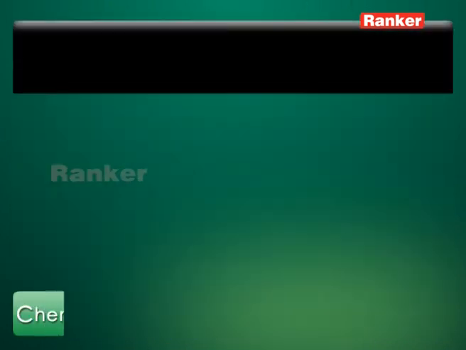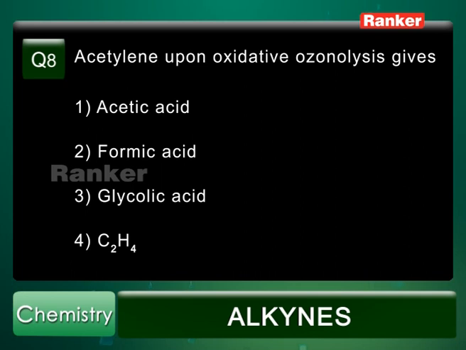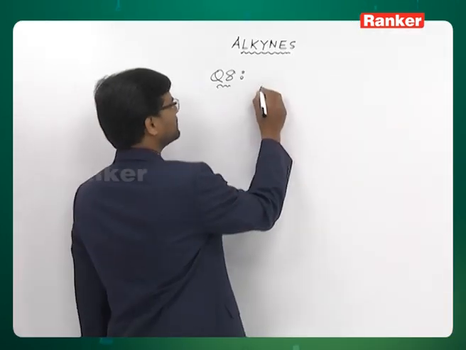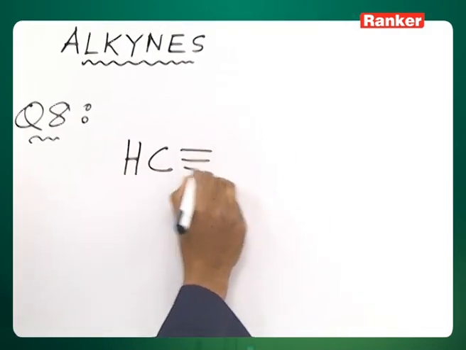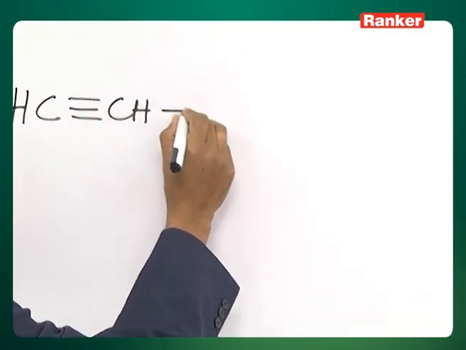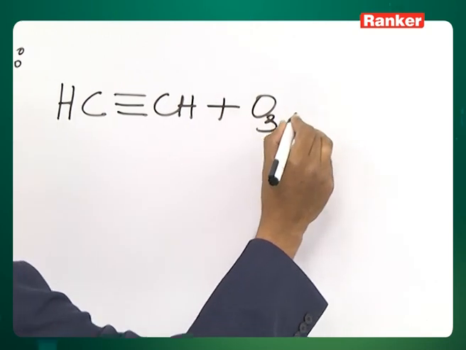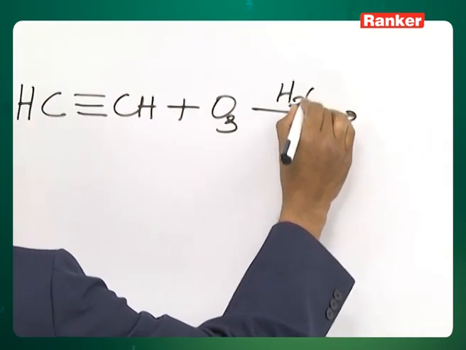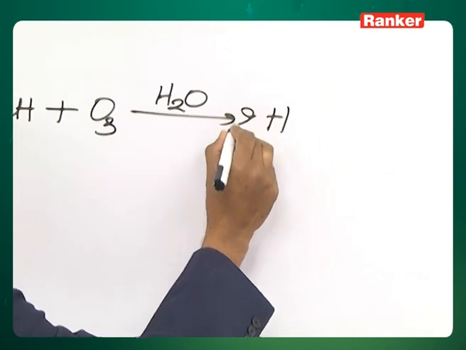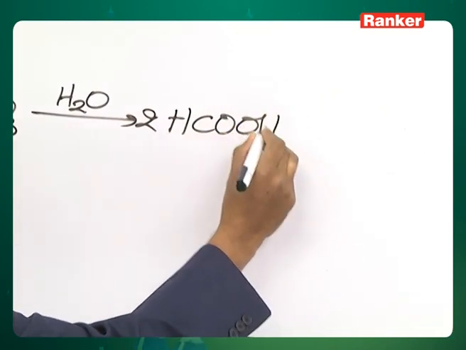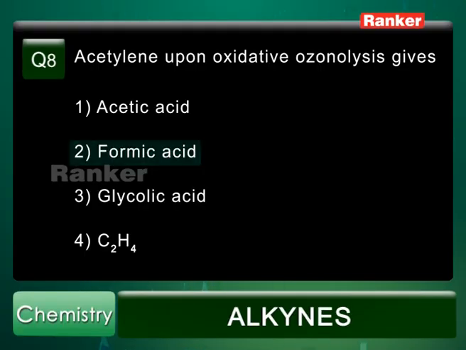Question number 8. Acetylene upon oxidative ozonolysis gives: first option acetic acid, second option formic acid, third option glycolic acid, and fourth option C2H4 ethylene. Look at the equation. Acetylene is subjected to oxidative ozonolysis. You get 2 moles of formic acid. So the correct answer is the second option, formic acid.